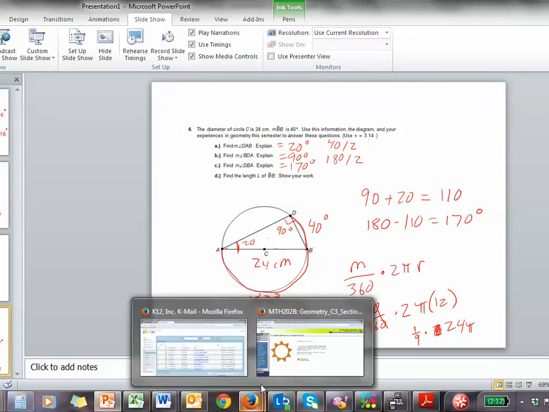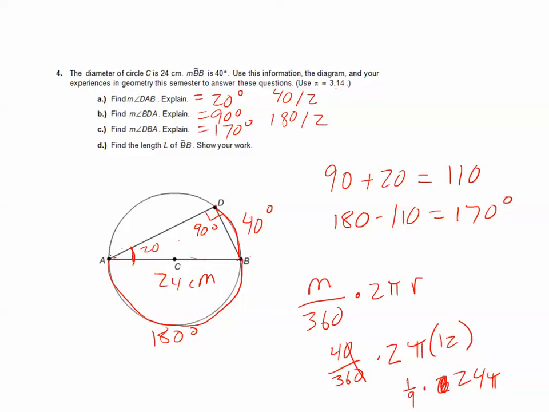And that would be in centimeters, right? Because that's what all of your answers are in. So then your length is 8.4 centimeters. And remember, guys, you got to show me all of your work for all of this. Okay, good luck on your test.